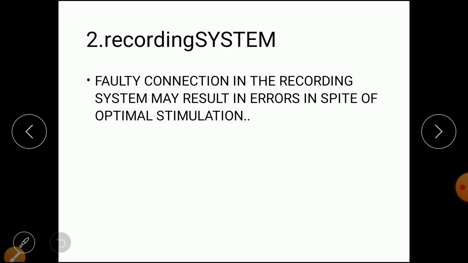The second technical variable is the recording system. Faulty connection in the recording system may result in errors in spite of optimal stimulation. Instead of optimal stimulation, any errors will come in our results because of a wrong or faulty connection of the recording system. So this is the second variable.